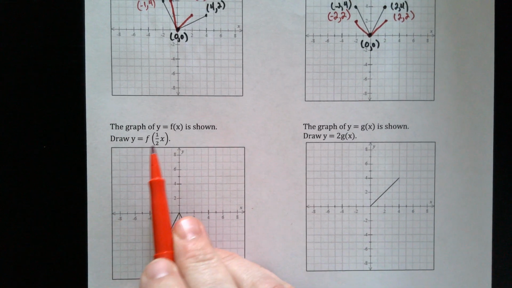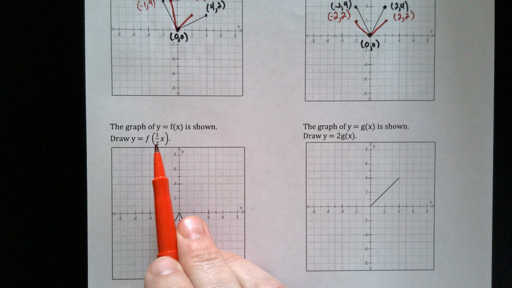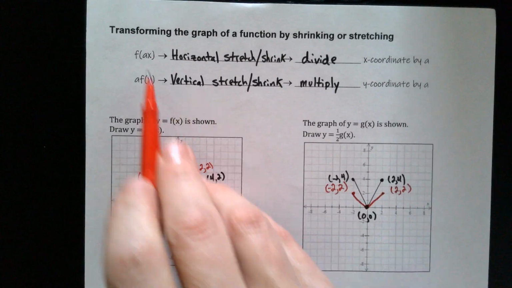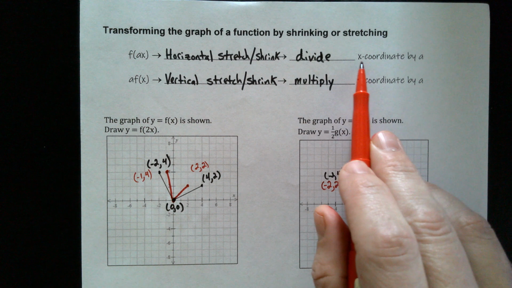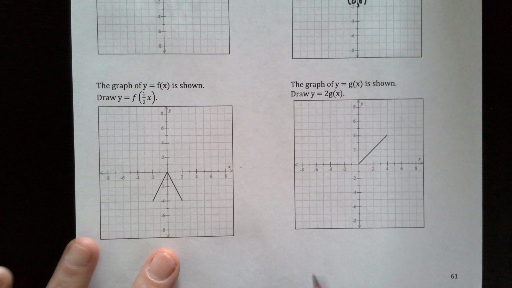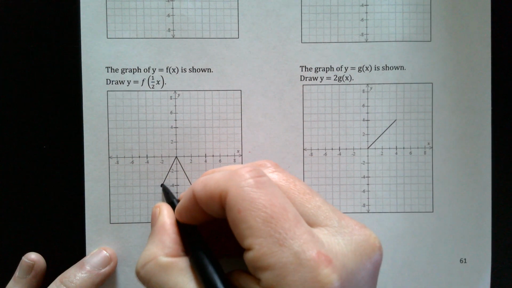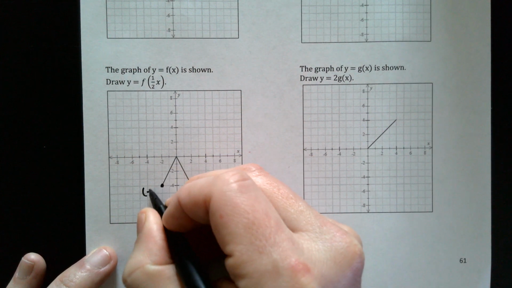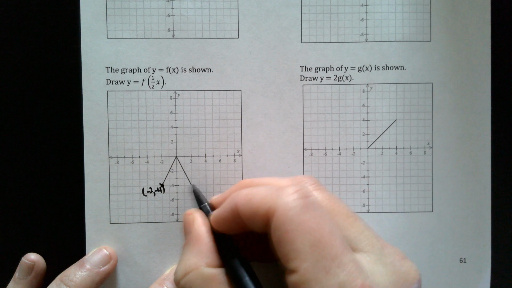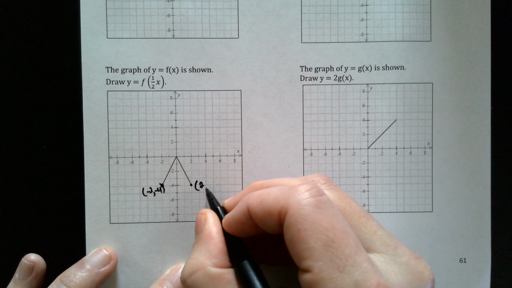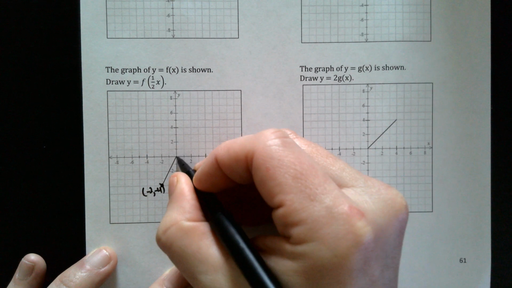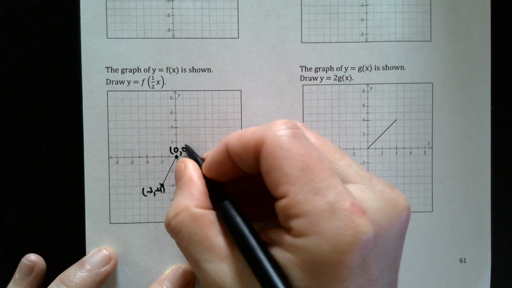So we've got the half that's on the inside. It's being multiplied by the x. And recall, when it's on the inside, you divide the x-coordinate by a. So let's go ahead and mark these points. That's the point -2, -4. This is the point +2, -4. And up here we still have 0, 0 at the origin.